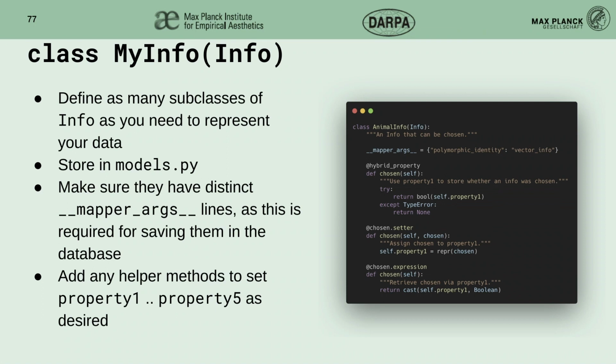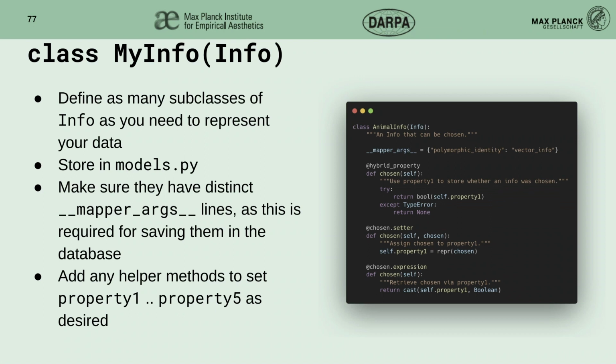The bit at the top is a bit of magic. This mapper args equals polymorphic identity vector info is just, it's magic. You don't need to worry about it, just accept that it's magic. What's important is this string that you put in mapper args has to be unique for this particular object. So generally what you would do is you would name it the same as the class, but whoever wrote this demo named it something different for whatever reason. So I would do mapper args equals polymorphic identity animal info, because that's the name of the class.